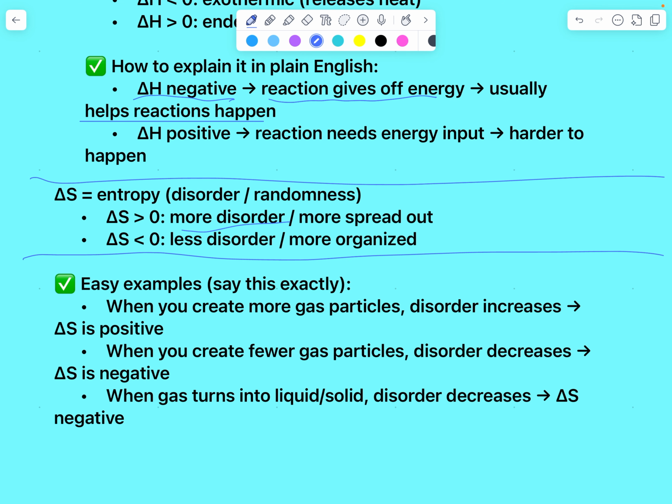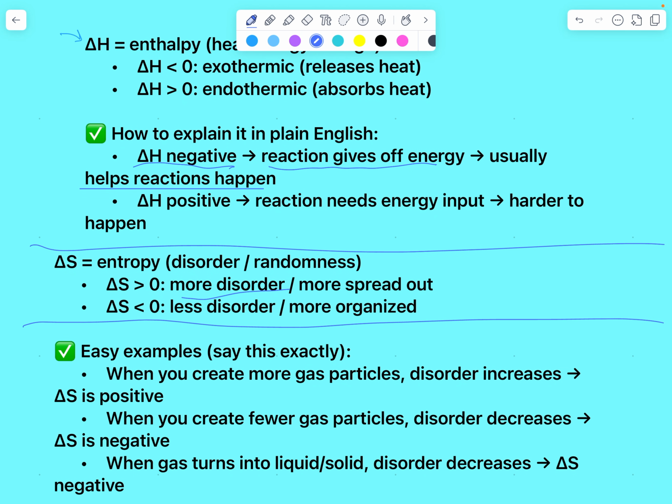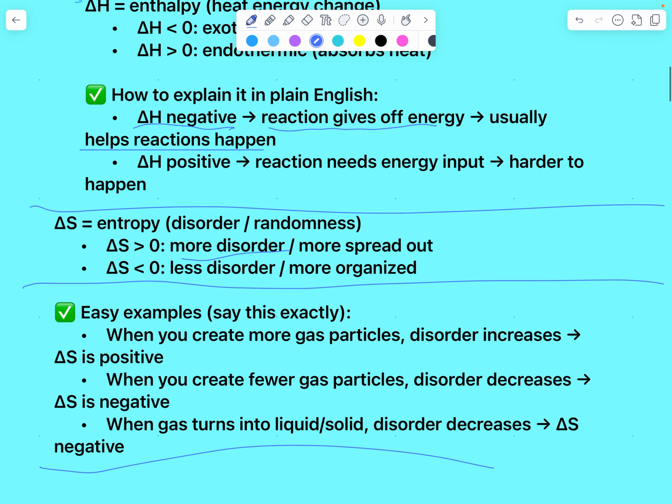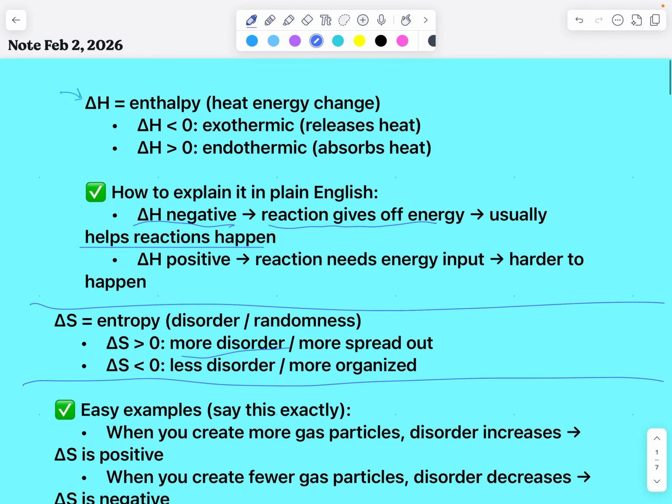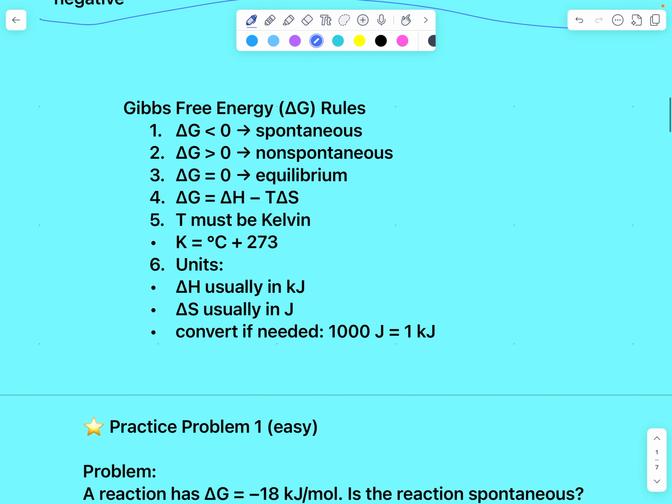Hopefully those were some easy examples for y'all. And then reverting back to delta H real quick. Delta H being greater than 0, I told you guys, was endothermic and absorbs heat. Like you're indoors, you're absorbing the heat. I thought that would maybe help.